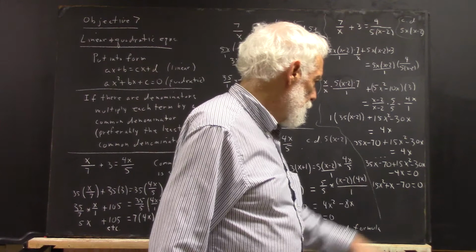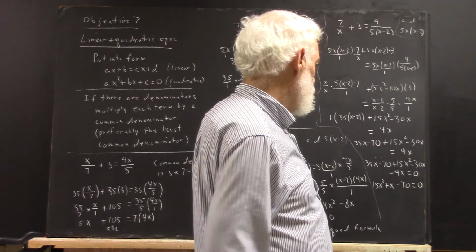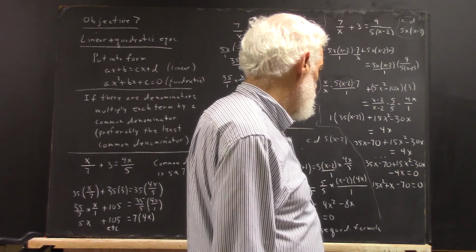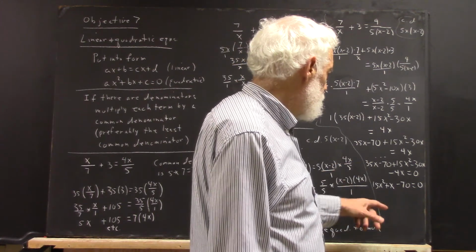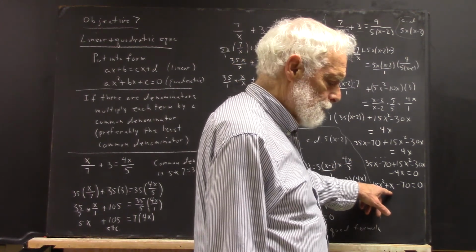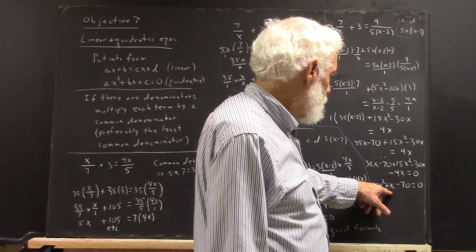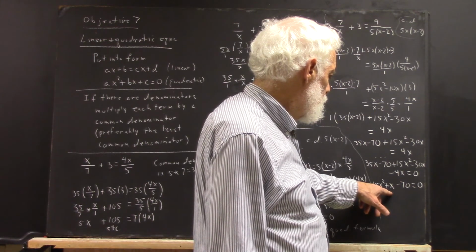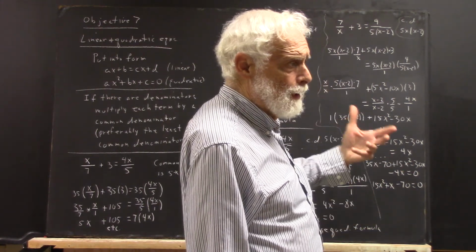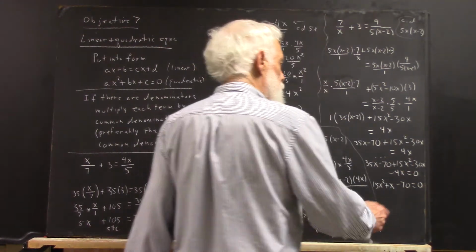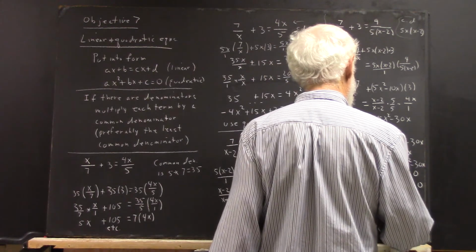15 times 7 is 1,050. 4 times that, 4,200. And then we have 1. It's going to give us 4,201, which is not a perfect square. So this doesn't factor, so we use the quadratic formula.